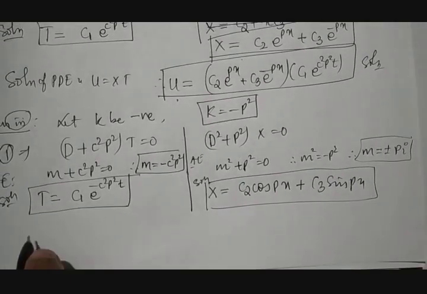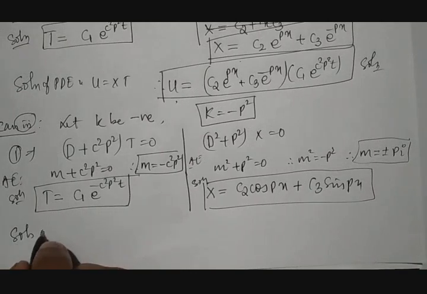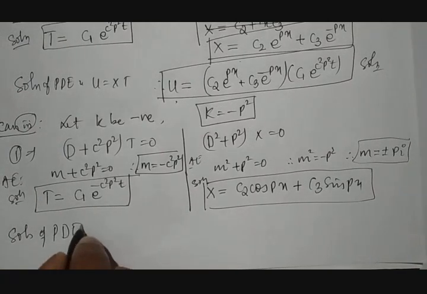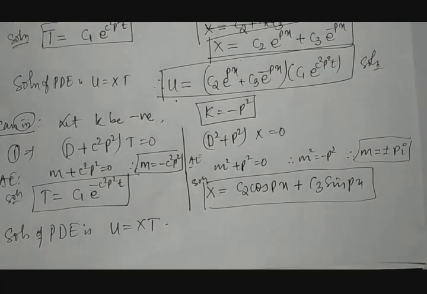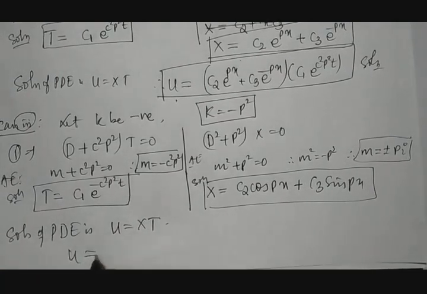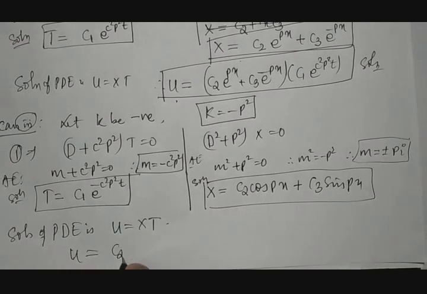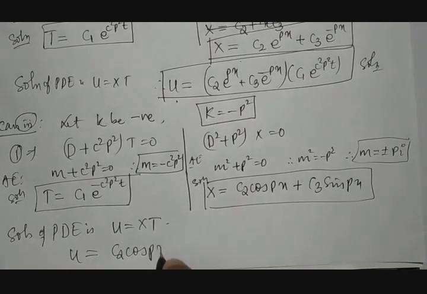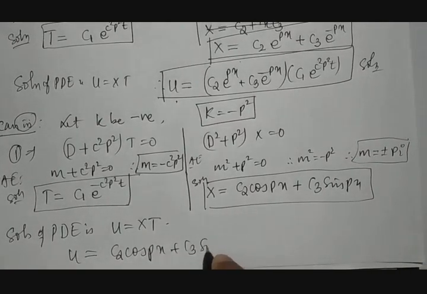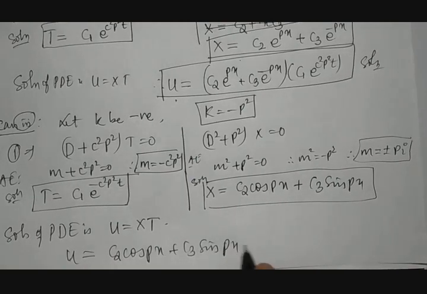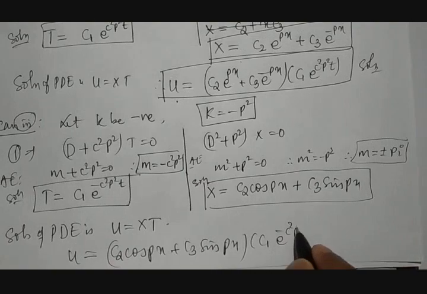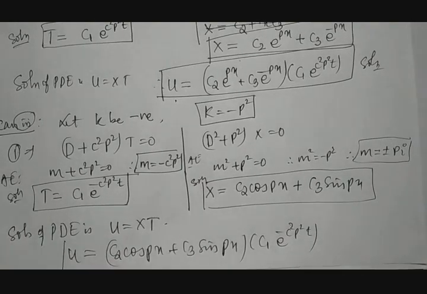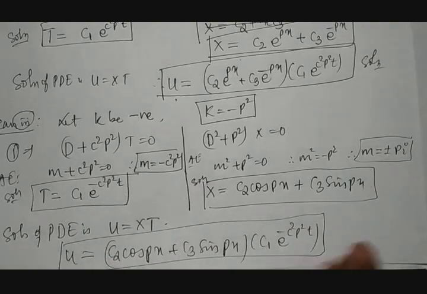So this is the solution. Therefore finally, the solution of the partial differential equation is u is equal to x into t. Therefore u is equal to C2 cos px plus C3 sin px, into C1 e raised to minus c square p square t. So this will be the solution.